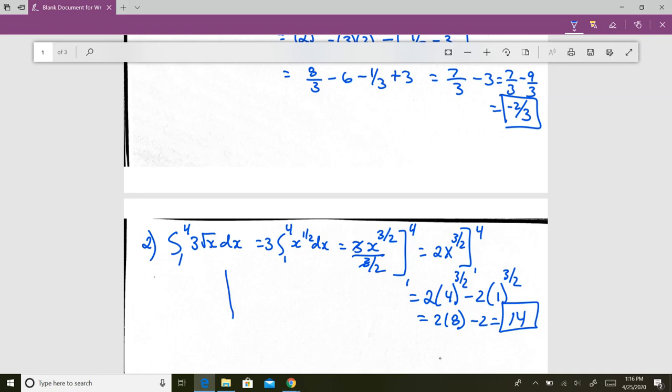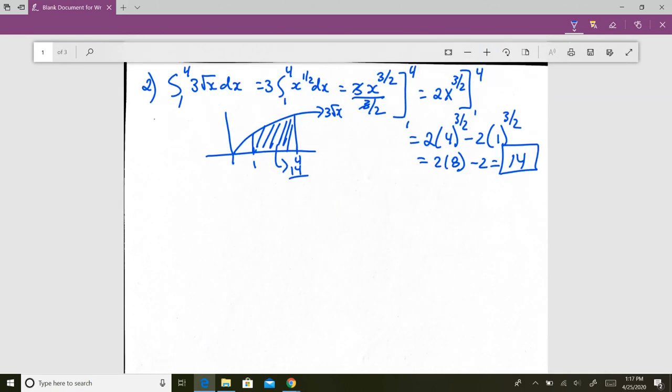So what that really means is, for 2x to the 3/2, my square root graph looks like that. Between 1 and 4, that area is 14.